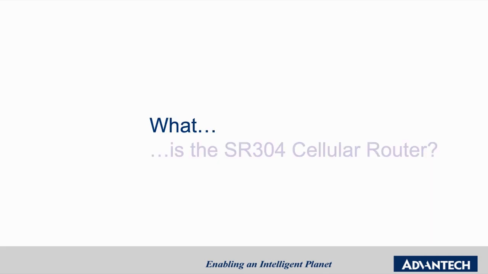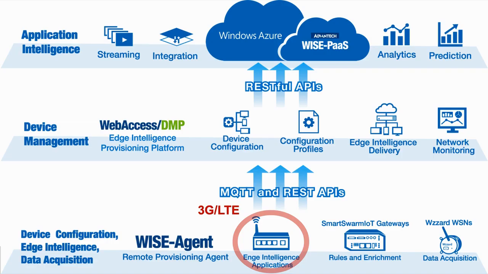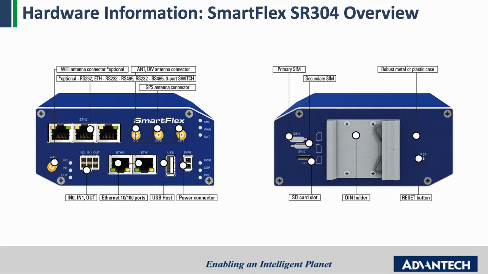The next thing I'm going to talk about is the cellular router, the SR304 cellular router. This is one of the device types that is managed by the software system. So back to our diagram here, we can see that we have an edge intelligence router that's highlighted. This is a 3G and an LTE capable cellular router. This is what it looks like.